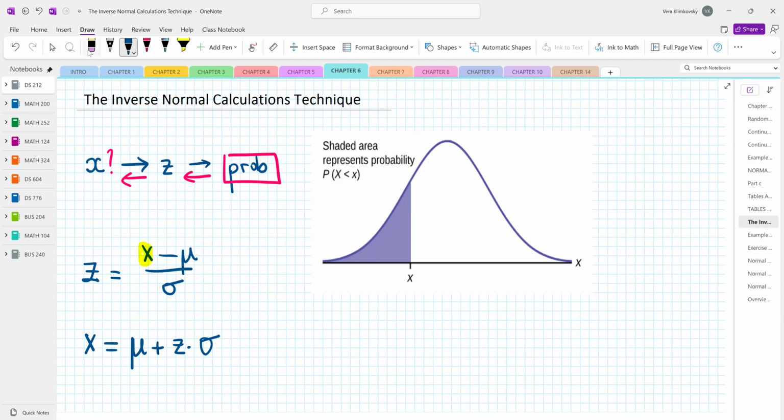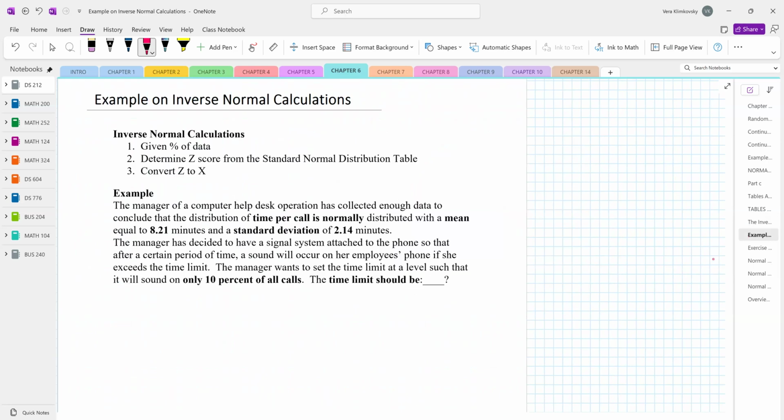So once again, just to outline the steps of the inverse normal calculations, you start with the area to the left. So you start with the left portion of the distribution. You look up the z value in the chart, and then you convert the z value to x. Let's demonstrate this with an example. Make sure that you read the problem, maybe pause the video, and then we'll solve this together.